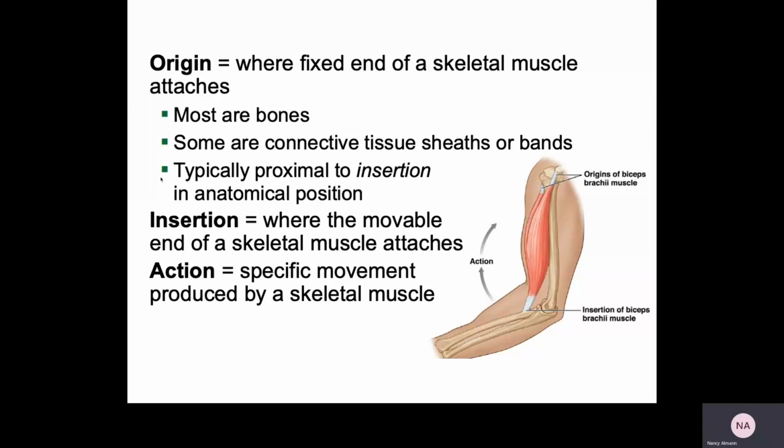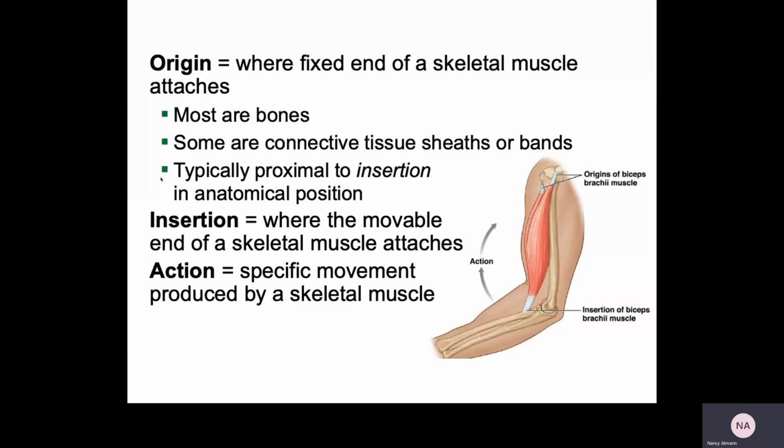Again, origin is the end that is going to attach to the bone that doesn't move, the immovable bone, or where the fixed end of a muscle attaches. Most will be bones. Some are going to be connective tissue sheets or bands. And they are most typically proximal to the other end of the muscle, which is the insertion, when you're talking about a person in anatomical position. Insertion is where the movable bone attaches, and the action is that specific movement produced by skeletal muscle.